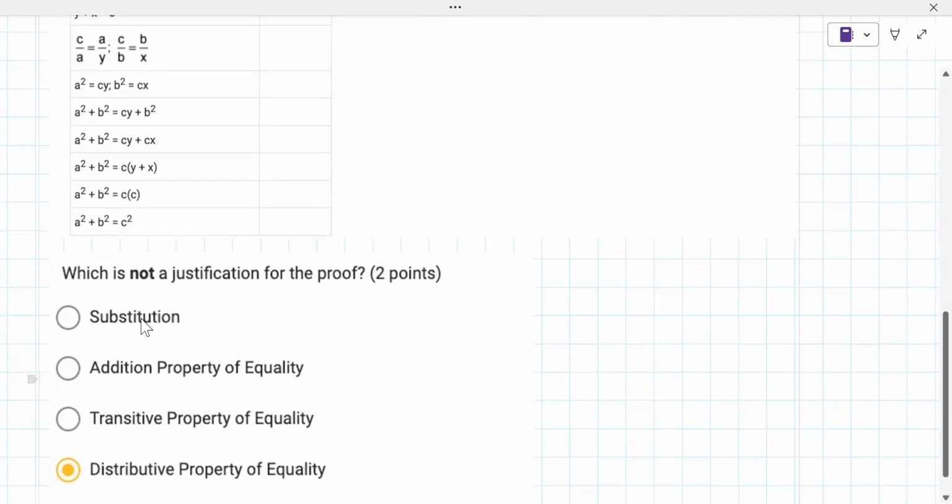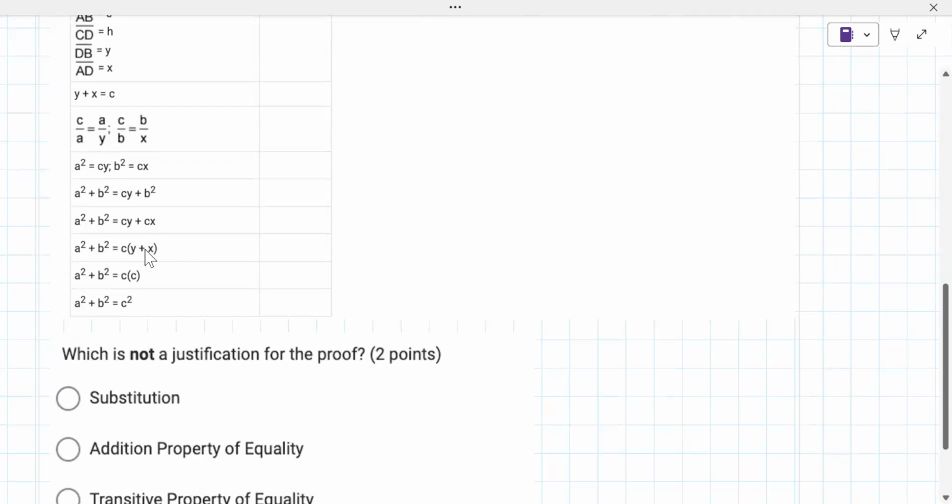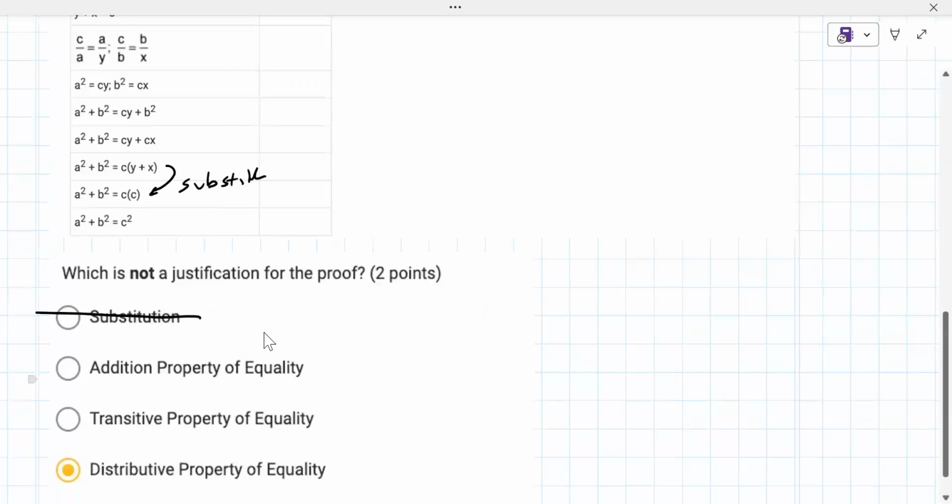Like I said, one way is to go and look and see, is there a substitution at any point? And there looked to be one right here where y plus x goes to c. Yeah, that looks to be substitution. Okay, so that one's in there, so that's out. All right, now addition property of equality. Okay, so we're looking for things that add up.